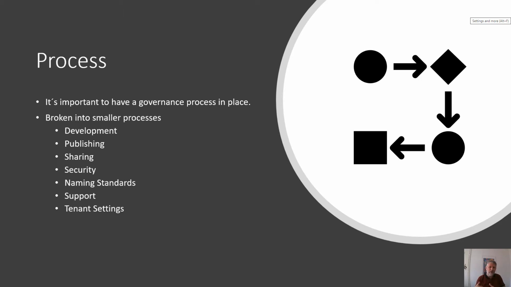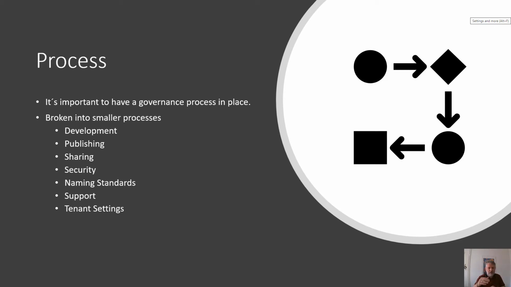Normally, I would break down the processes into different documents, something like development process, publishing process, sharing and security, naming standards, support, and tenant settings. But some of them might be together. For example, publishing and sharing might be one process. Even development, publishing, sharing might be one process. It depends a little bit on how big your documents are. And it also depends a lot on what type of users you have. If you have users that are doing the whole thing all the time, so they're the same person who does the development of Power BI artifacts, they do the publishing, they do the sharing, they set the security, then you might want to have maybe bigger processes. But if there are different people, then you want to split them up.